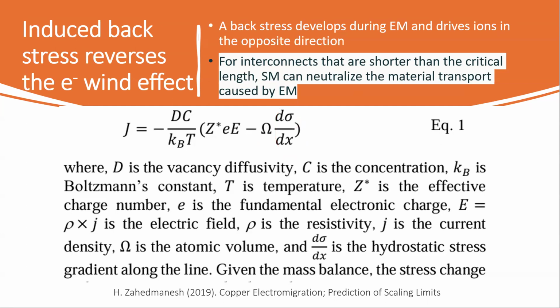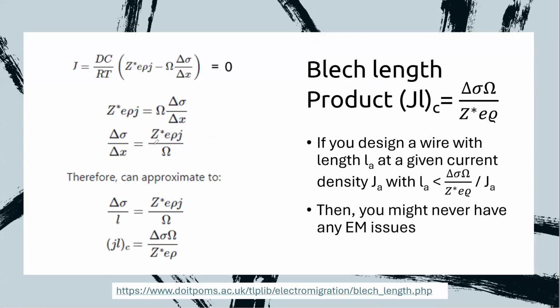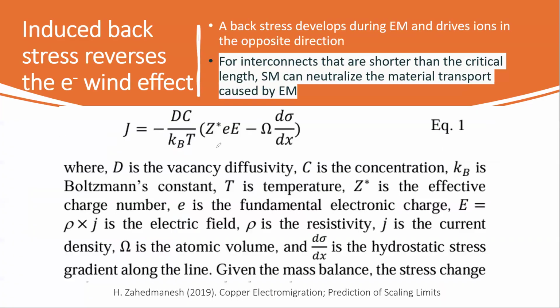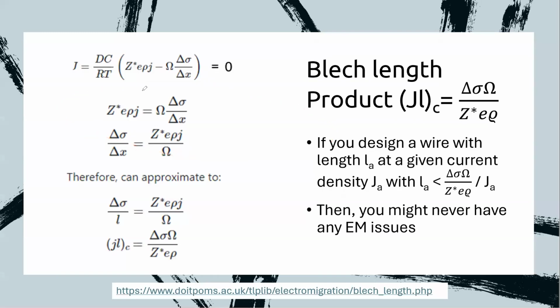And with that, people figured out an interesting product, the Blech length product, which means making the flux go to zero. With the formula that we introduced here, make it go to zero, then we rearrange the equation, and we get a length times the current. It's a critical length and current relationship.